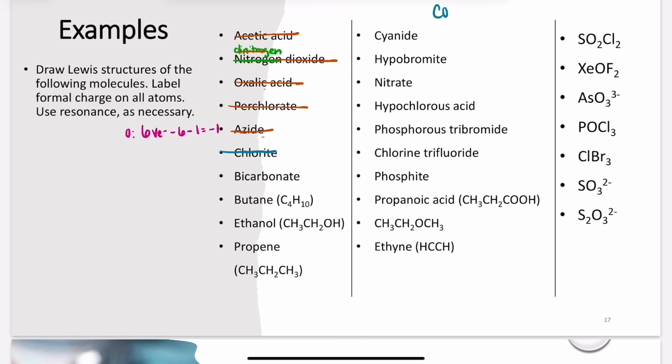Let's look at bicarbonate. I know carbonate is CO3 2 minus, so bicarbonate must be HCO3 minus. I've got a hydrogen, so 1 valence electron. I've got 1 carbon, 4 valence electrons, 3 oxygen, 3 times 6, and 1 extra valence electron for the charge. So 18, 19, 20, 21, 22, 23, 24 valence electrons.